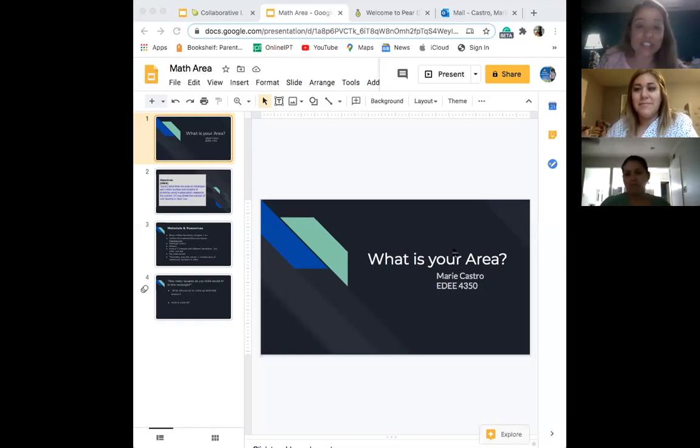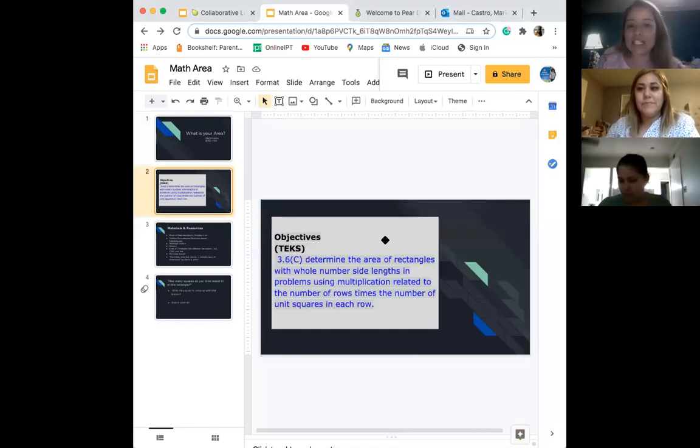The lesson is called What is Your Area? We're going to determine the area of rectangles with whole number side lengths, and solve problems using multiplication related to the number of rows times the number of square units in each row.